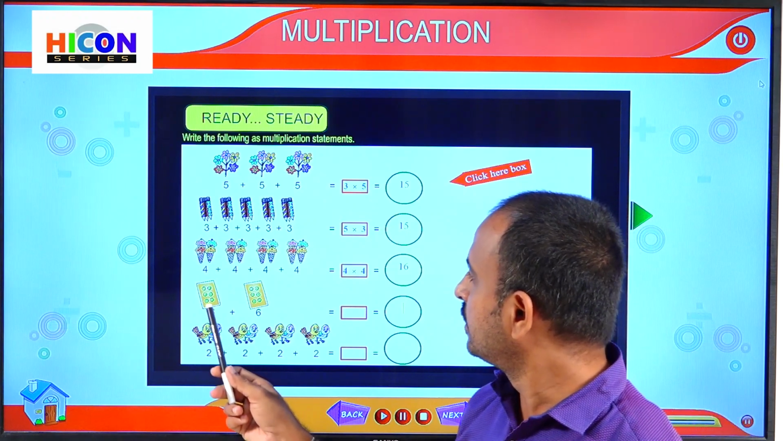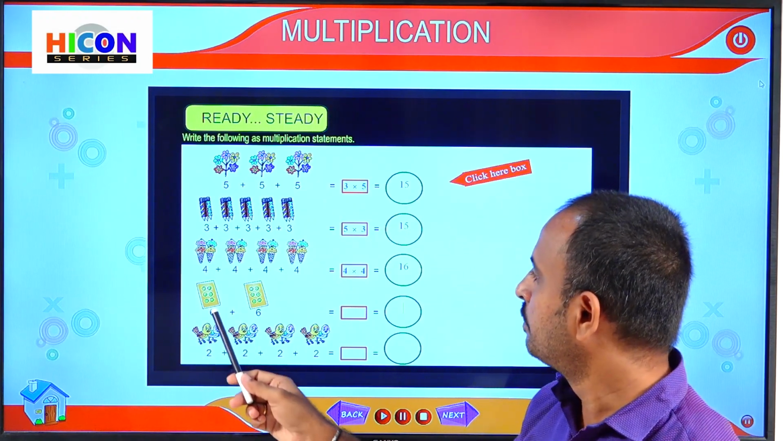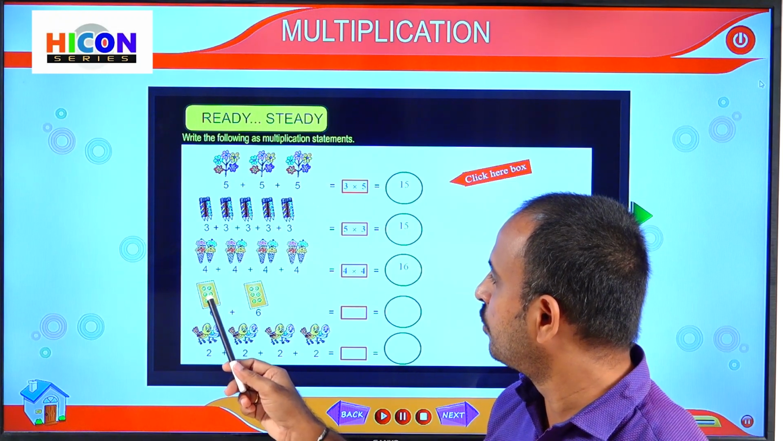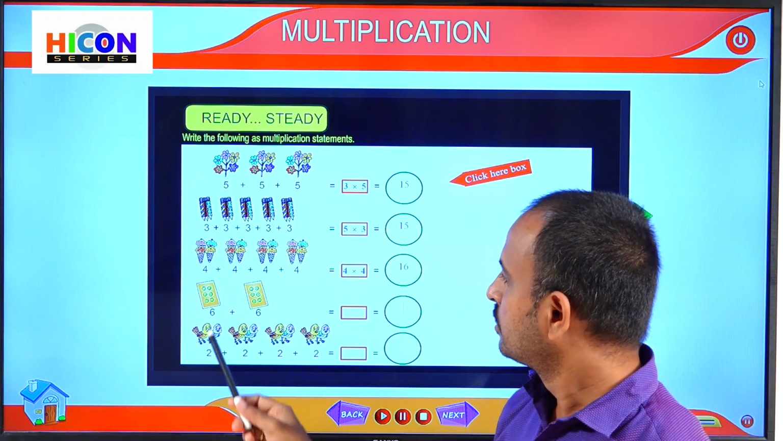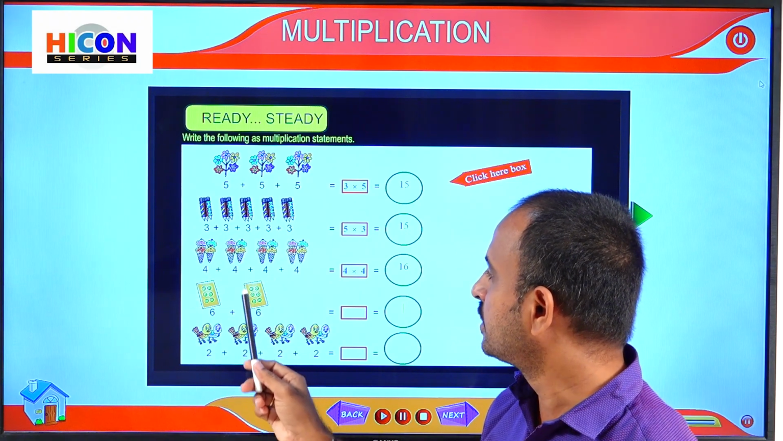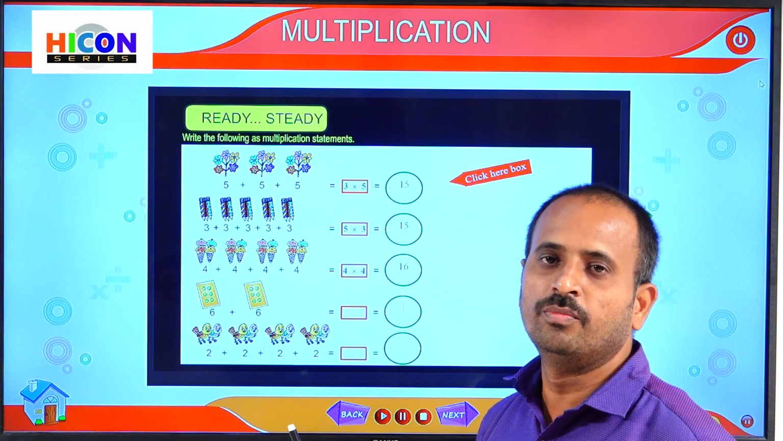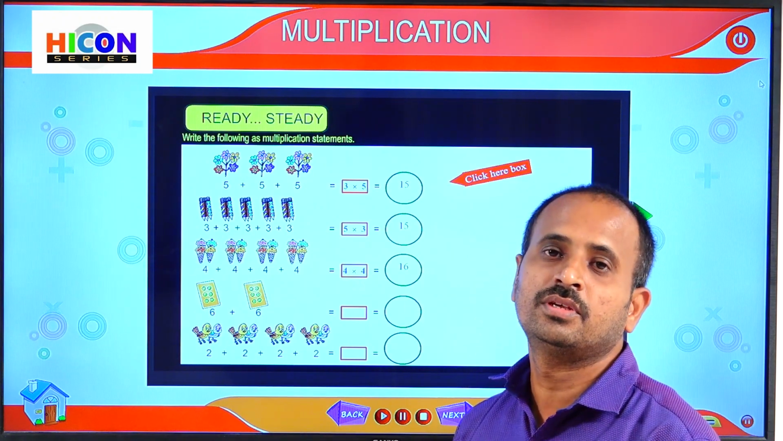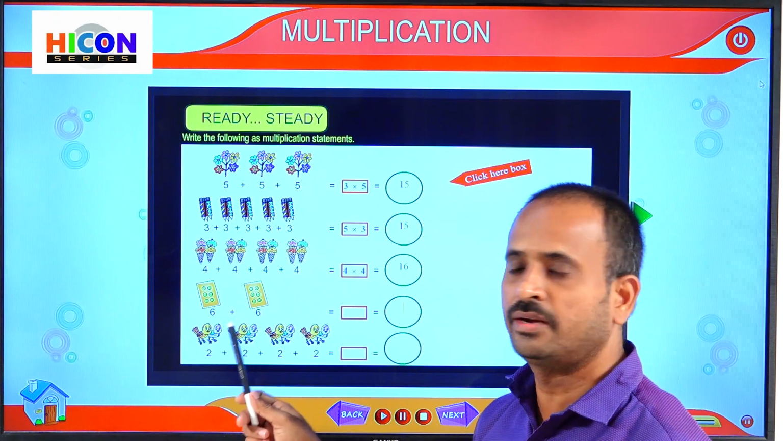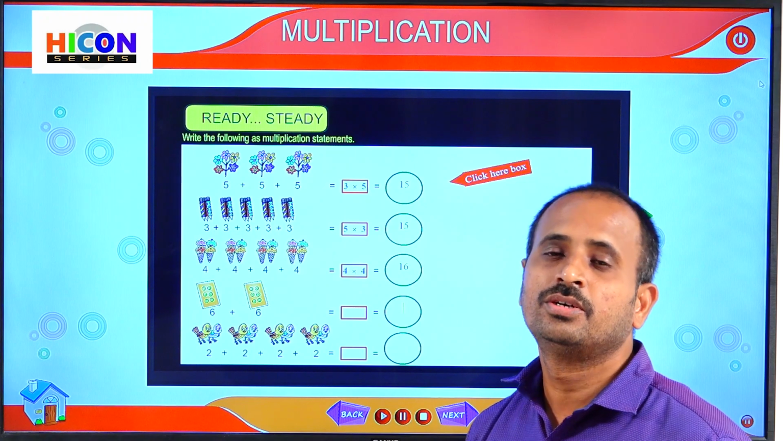Next children, see the next problem. Here you are observing some pictures and there are some holes in each group. So how many holes are there in each group? This is the first group, this is the second group, and in each group there are 6 holes. How can you get the total number of holes? The total number of holes can be found by adding 6 2 times.